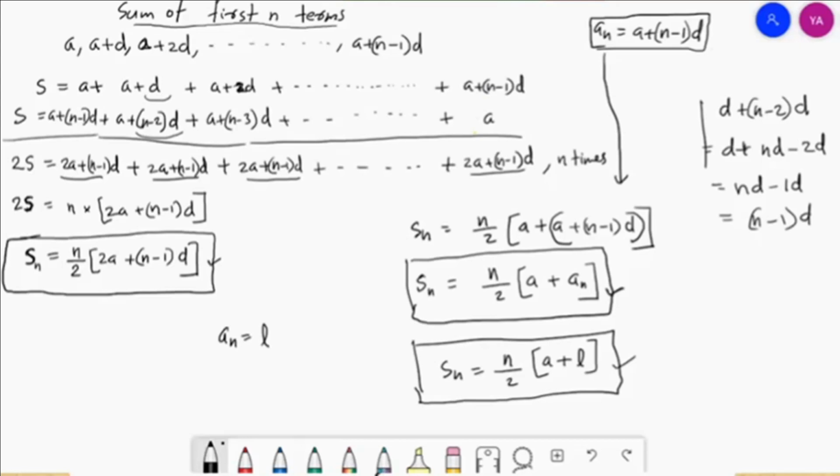Now add these two equations. On the left side, S plus S is 2S. On the right, a plus n minus 1d becomes 2a plus n minus 1d, and a plus d plus a plus n minus 2d also becomes 2a plus n minus 1d, the same. In each position the sum will be 2a plus n minus 1d, the same in the last position. So you get 2a plus n minus 1d added n times, as n terms are there in both equations. So 2S is equal to n into 2a plus n minus 1d. Now move the 2 from left to right, and you will get S is equal to n by 2 into 2a plus n minus 1d. So this is the derivation.